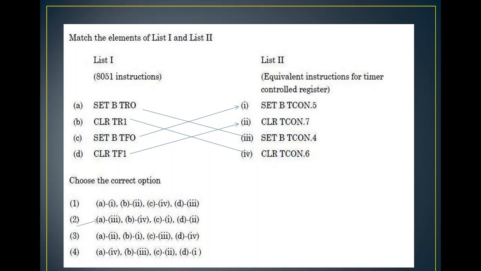Next, again matching. List first contains the 8051 instruction, and the second contains the equivalent instruction for the timer control register. Choose the correct option. You can see option first, option second, option third, and option fourth, and the correct option is second. That is A connects to third, B connects to fourth, C connects to first, D connects to second. That means SETB TR0 connects to SETB TCON.4, and CLR TR1 connects to CLR TCON.6, and like that you can see.